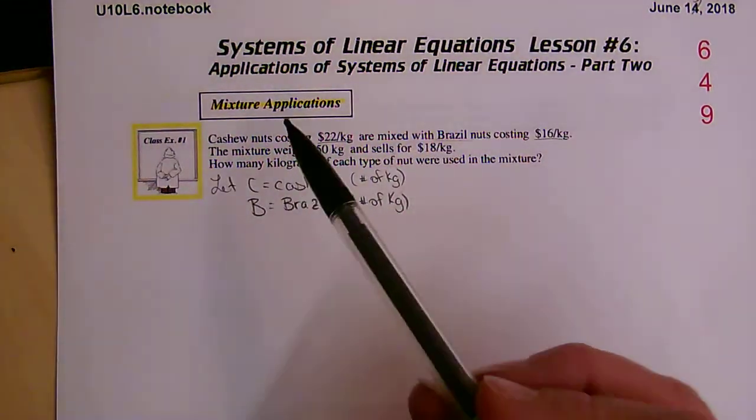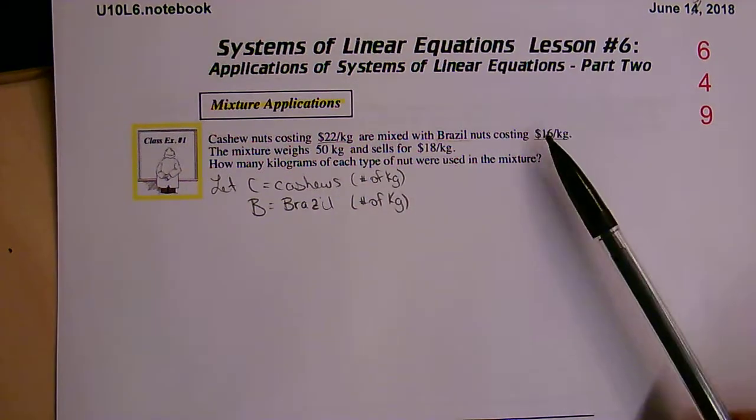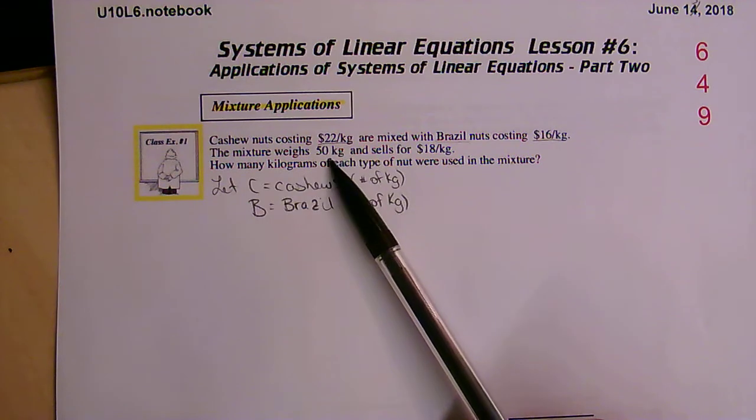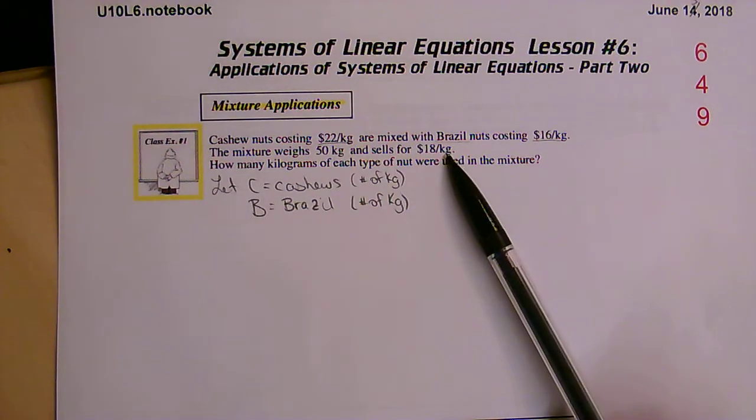Okay, so cashews cost $22 per kilogram. They're mixed with Brazils, which cost $16 per kilogram. The total mixture weighs 50 kilograms and sells for $18 per kilogram.